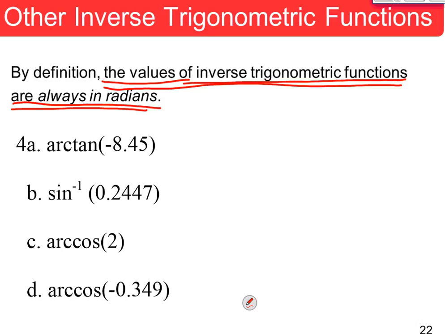What do you have for this one, Kate? Negative 1.453. For this one, Sammy, what do you have? And notice I'm putting approximately equal to. Approximately 0.2472. Ben, undefined.